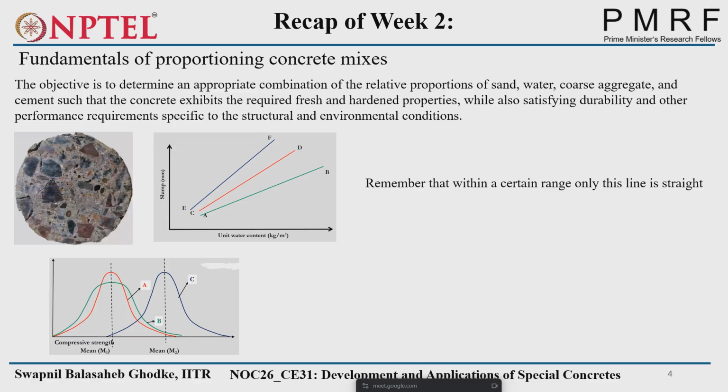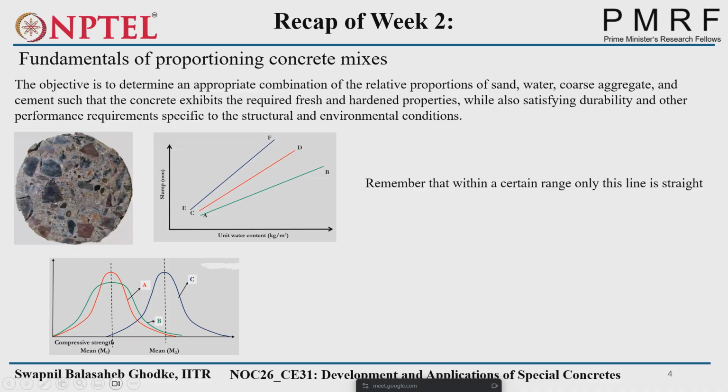Then one more thing we saw last time: characteristic strength. We tested 30 samples, got the normal distribution plot, and found two parameters from it, the target strength and the characteristic strength, and we also get the standard deviation for the individual strengths. If you see these normal distribution plots A, B, and C, the compressive strength is on the x-axis. This is the mean M1 and mean M2.